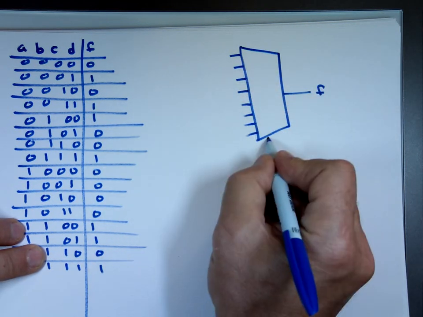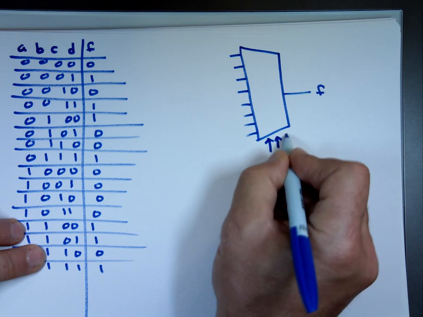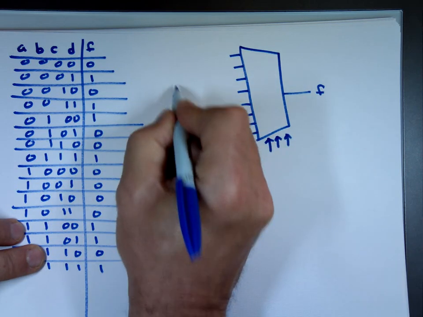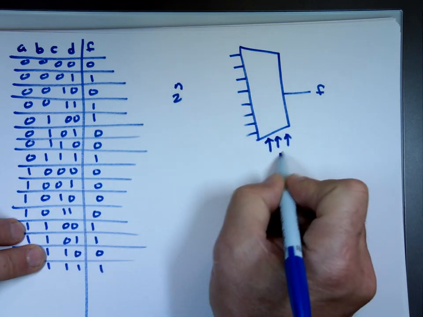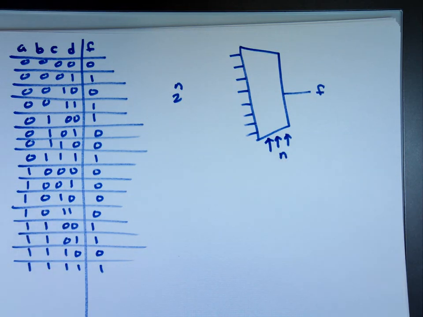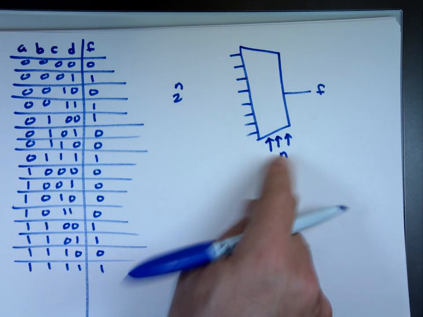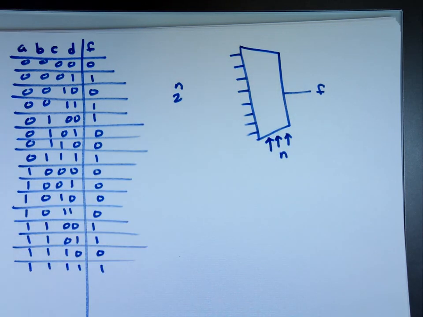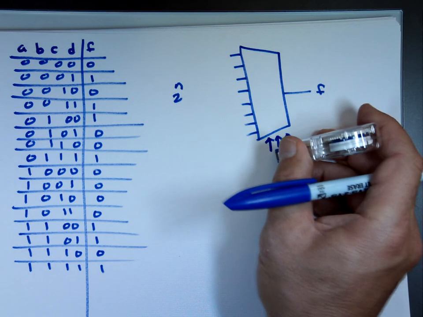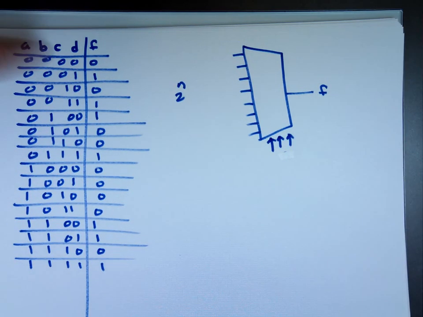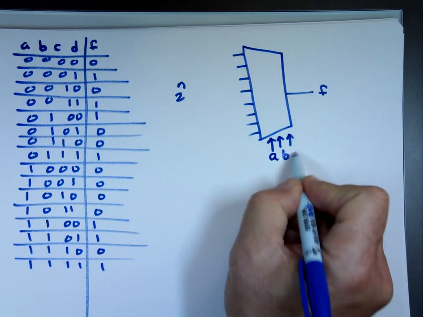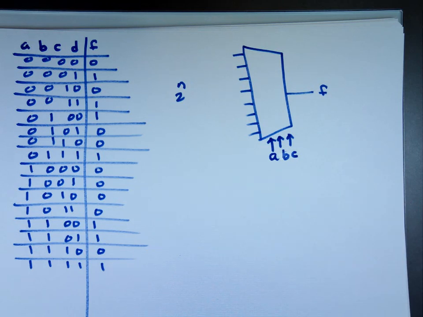That means I have three control signals. Remember, you have 2 to the n inputs here, and n control signals. 3 will give me 8 inputs. 4 will give me 2 to the 4, 16 inputs. 2 will give me 4 inputs. So the control inputs I'm going to use are the most significant bits, A, B, and C.